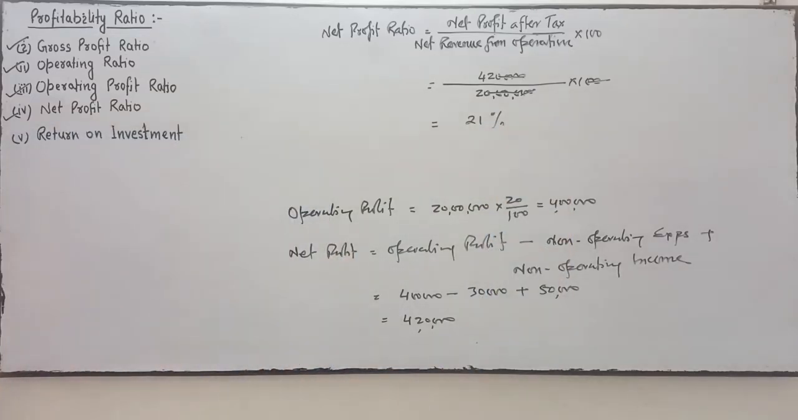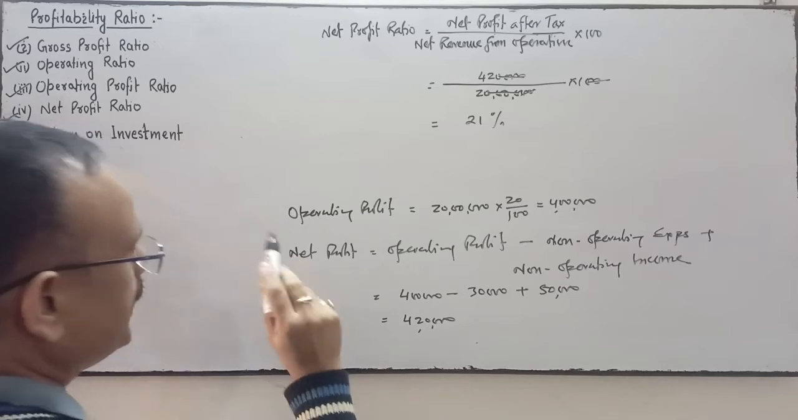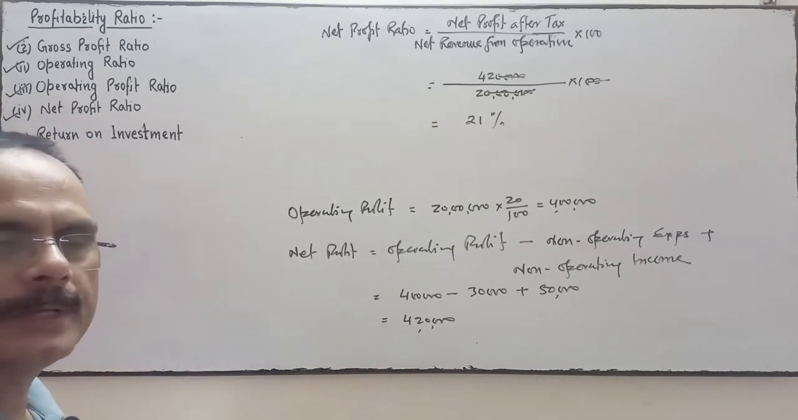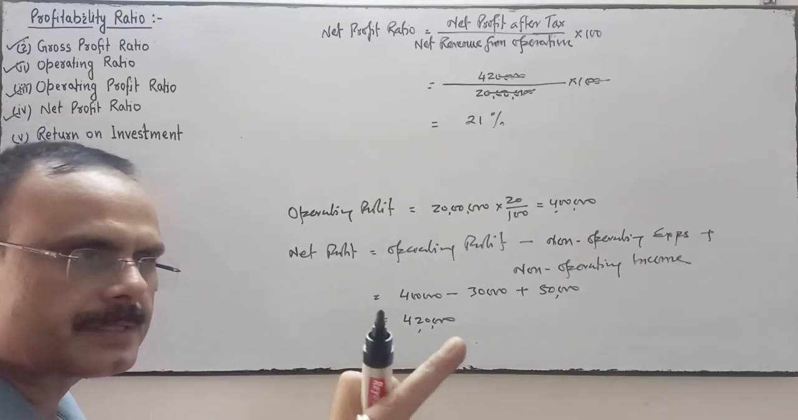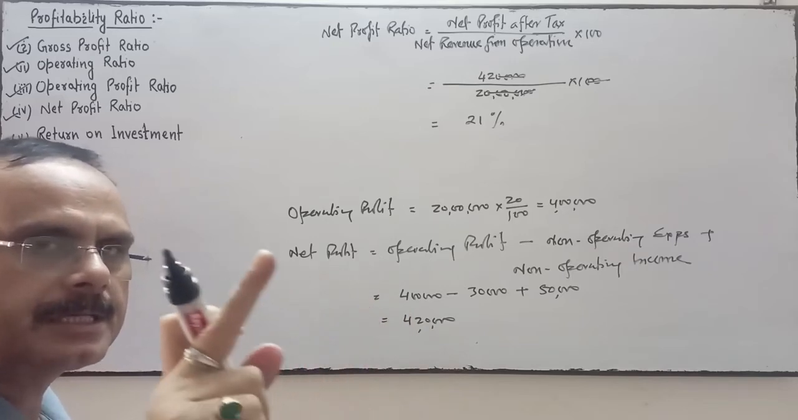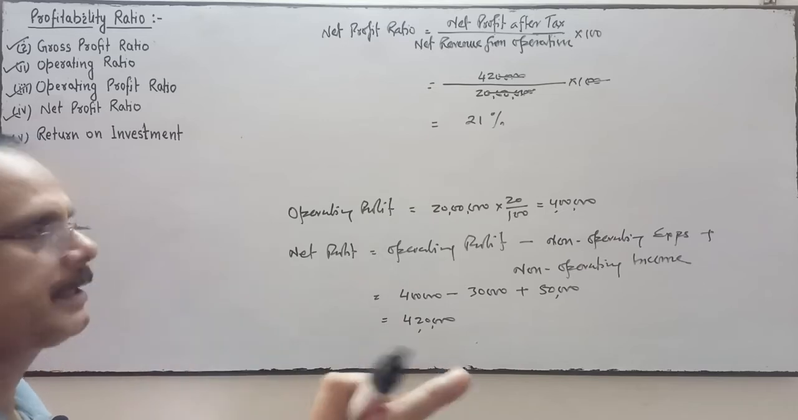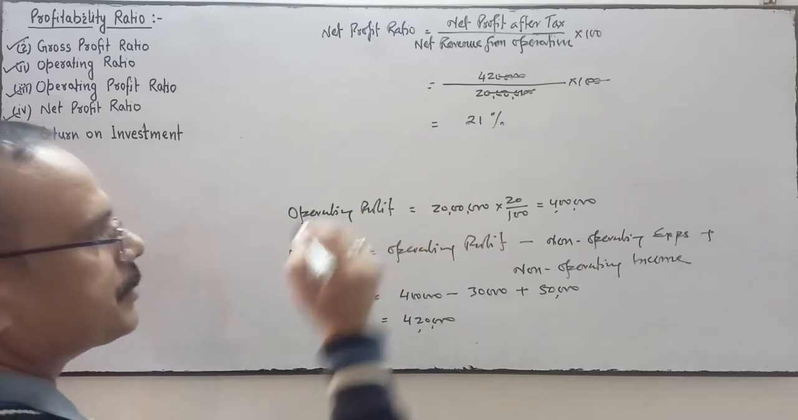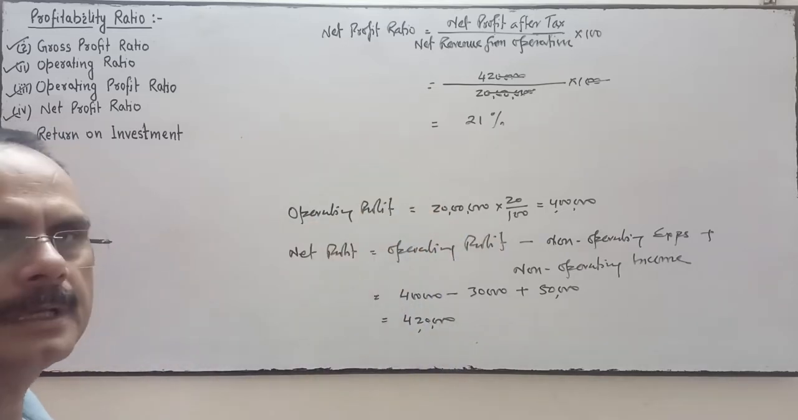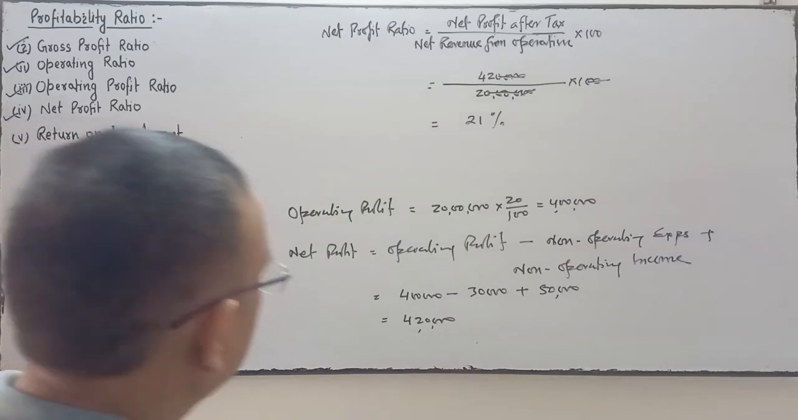21%. Is it clear? So operating profit, you can easily calculate. If operating ratio is 80%, it means 80% is the operating cost. It means the rest 20% is the operating profit. So directly you calculate 20% operating profit on revenue from operations, that is 4 lakhs.